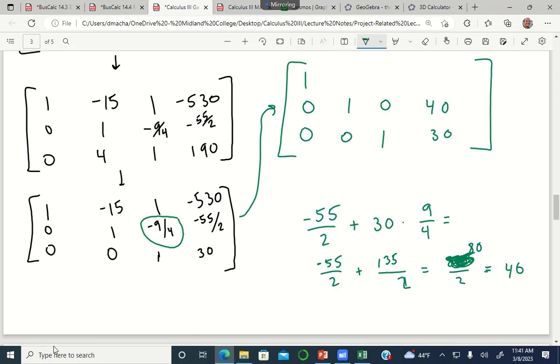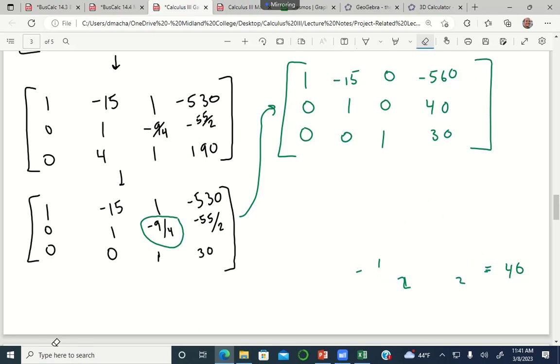Okay? So 1 minus 0 is 1. Negative 15 minus 0 is still negative 15. 1 minus 1 is 0. But I have to do negative 530 minus 30, which gives me negative 560. And we are just so close. One more step. And now what I need to do is add 15 times the second row to the first row.